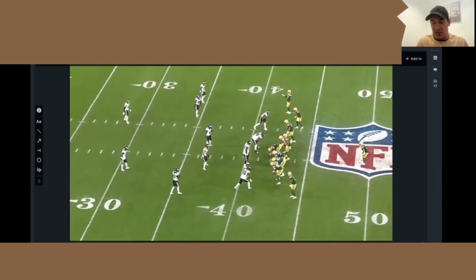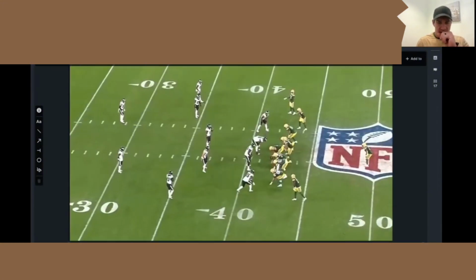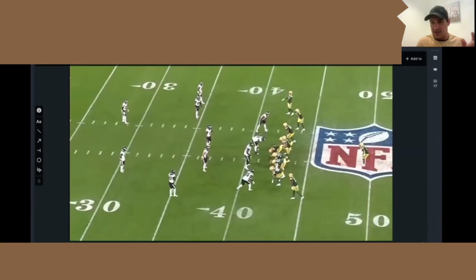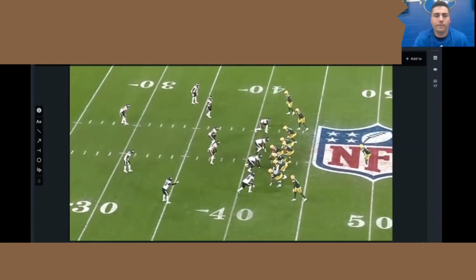All right, so here's the first thing I was thinking. We could go through an 8-man box with 2 backs and an 8-man box with 1 back and talk about the differences. Okay, we'll start there.